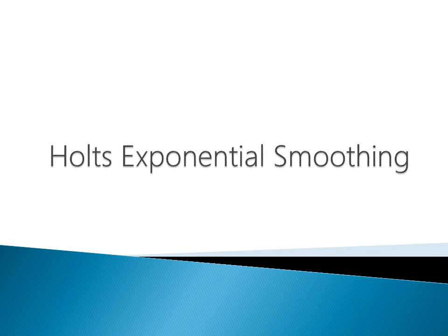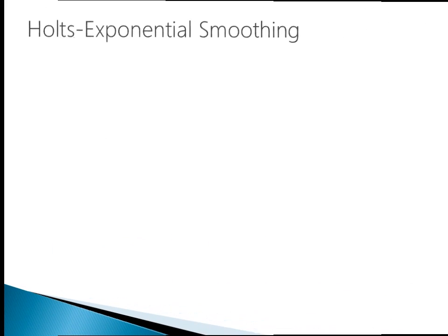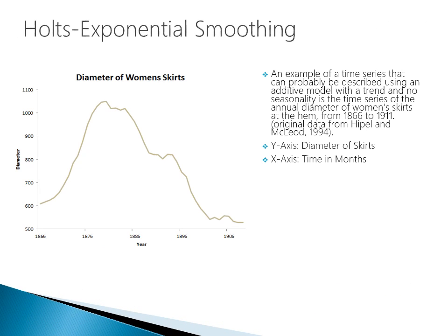Now let's shift gears and talk about the Holt's exponential smoothing technique. First, let's take a look at a data set. An example of a time series that can probably be described using an additive model with a trend and no seasonality is a time series of the annual diameter of women's skirts at the hem from 1866 to 1911. So when we look at this graph, on the y-axis we have the diameter of skirts, and on the x-axis we have time in months.